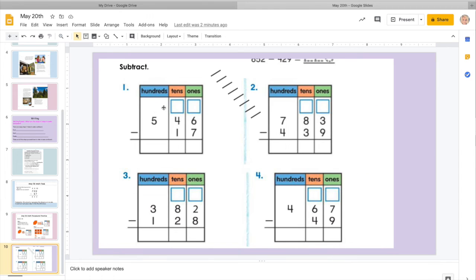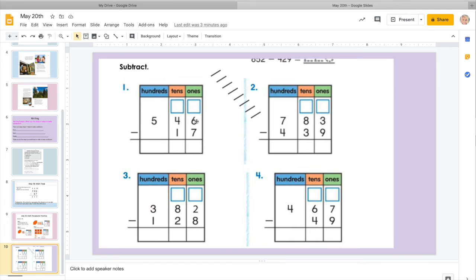All right, so we need to subtract. Remembering those steps, we're always going to start with the 1s and then move on to the 10s and then on to the 100s. So we always start right and work our way left.